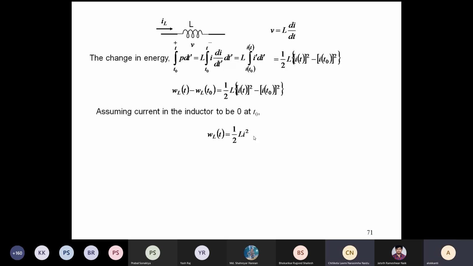Why is W_L of T naught equal to 0? If you assume that W_L(T naught) is basically half L i(T naught) squared, that is the expression of the energy at T naught. So if your i(T naught) is 0, then W_L(T naught) is basically 0.